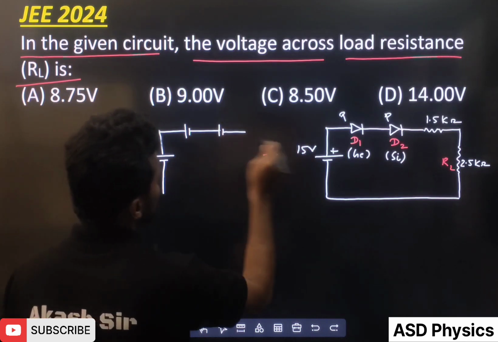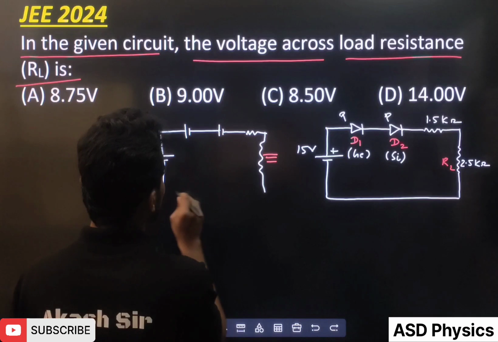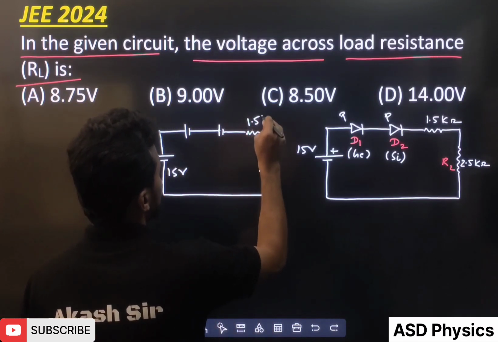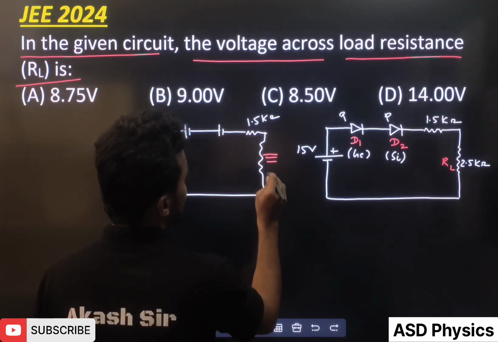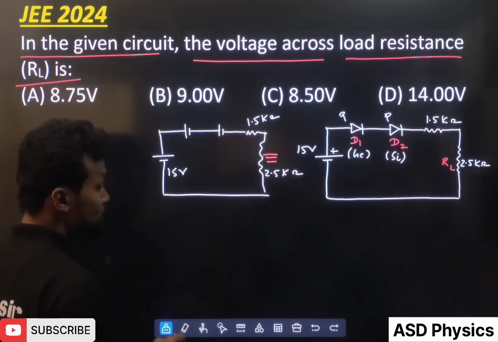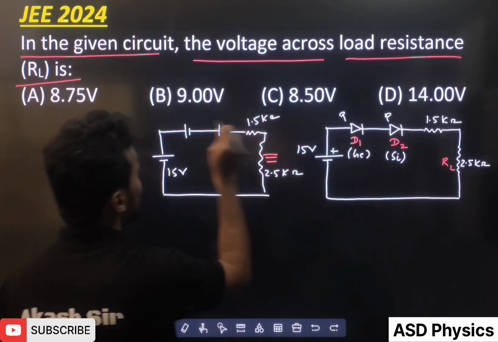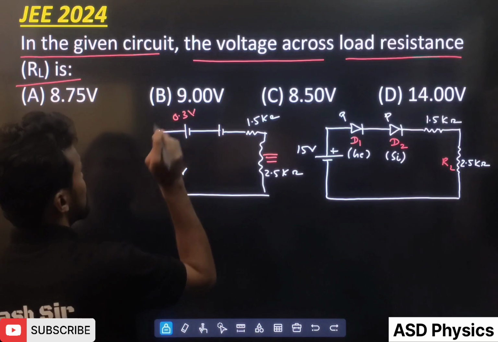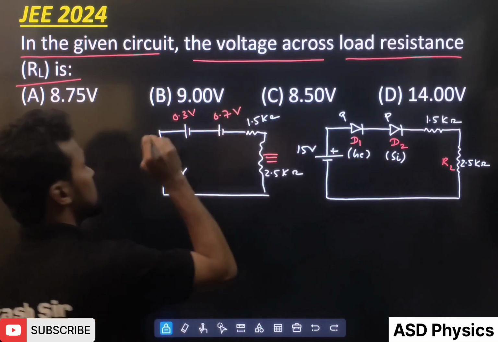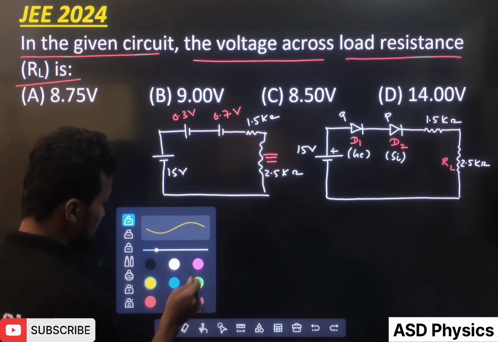Now two diodes are there, so two batteries I have connected here. Here a resistance and here also I have connected a resistance. And here how much is there? 15 volt. This is 1.5 kilo ohm. And this load resistance is 2.5 kilo ohm. Now you should know very well what is the breakdown voltage for the germanium. It will oppose, so here 0.3 volt. For the silicon, 0.7 volt. Germanium 0.3 volt and silicon 0.7 volt.